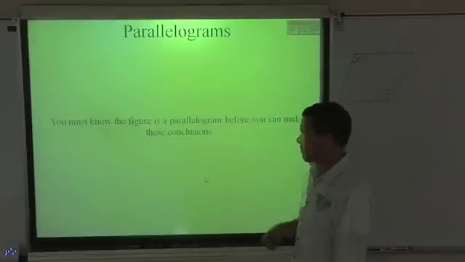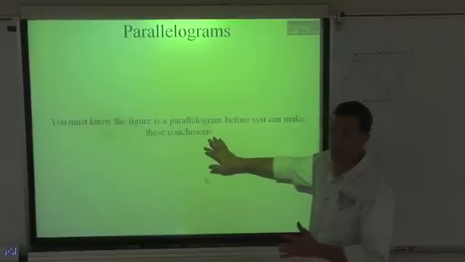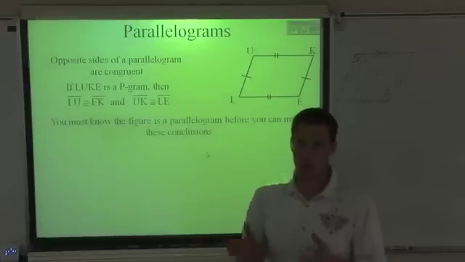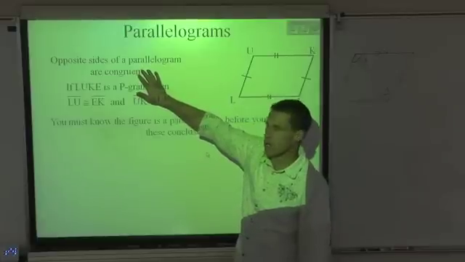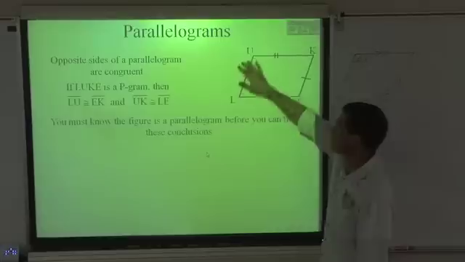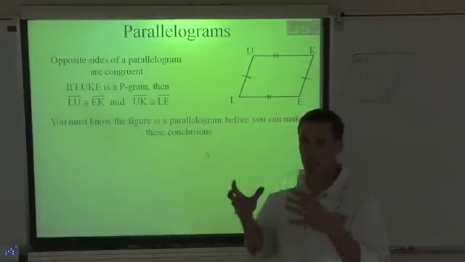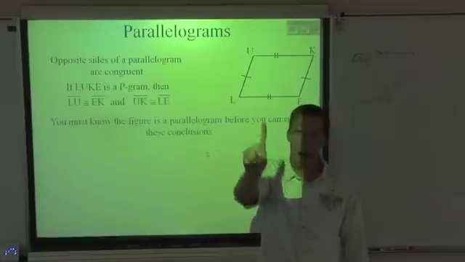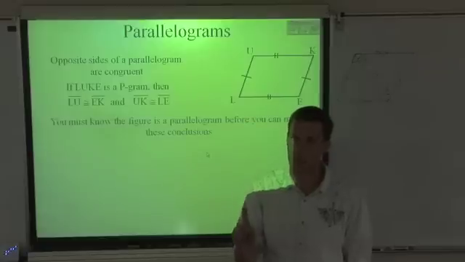So here we go, first property. Now, key, we have to know it's a parallelogram first. And if we do, here's one of the conclusions. Opposite sides of a parallelogram are always congruent. So, if LUKE is a parallelogram, then I can make the conclusion that LU is congruent to EK. This is different than parallel. They are congruent to each other. And UK is congruent to LE. This is property number 1. Opposite sides of a parallelogram are congruent.